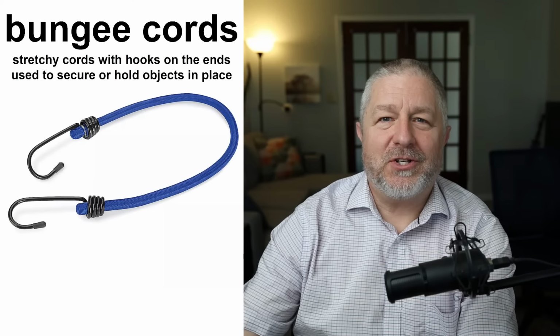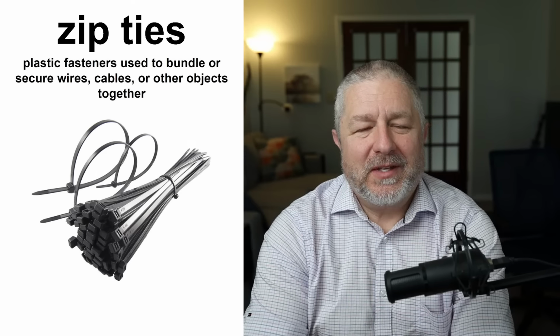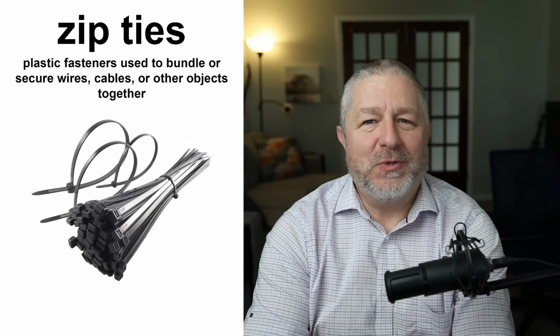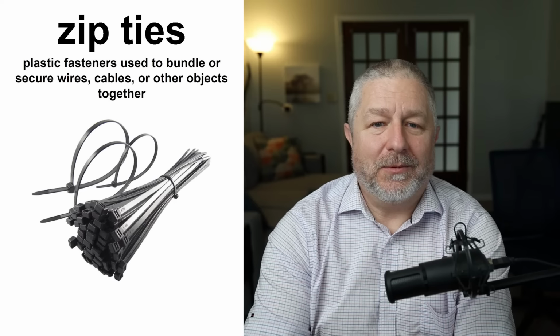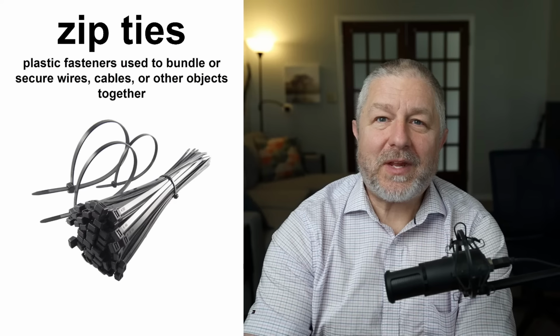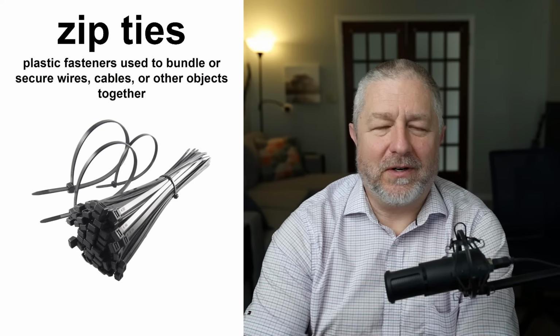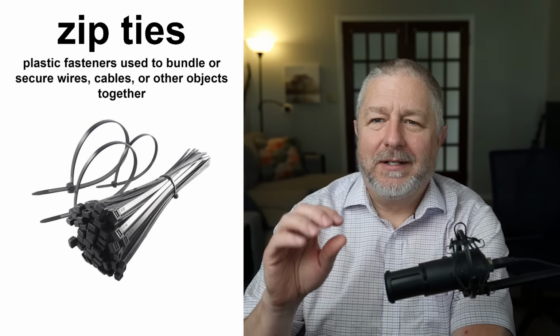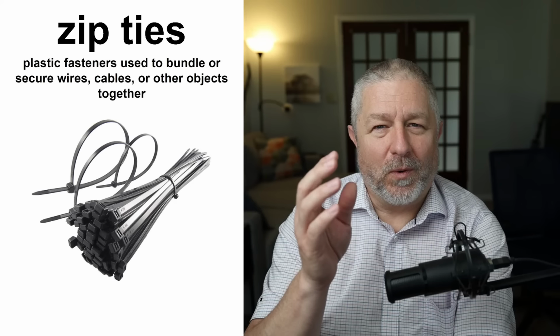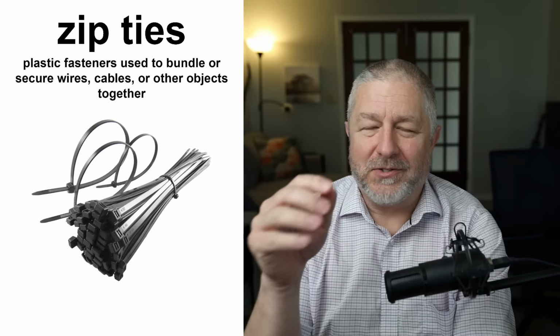Zip ties and bungee cords, two of my favorite things. Zip ties are plastic fasteners used to bundle or secure wires, cables, or other objects together. The last thing I used bungee cords or zip ties for was to attach reflective things to poles in my soybean field to scare the geese away.